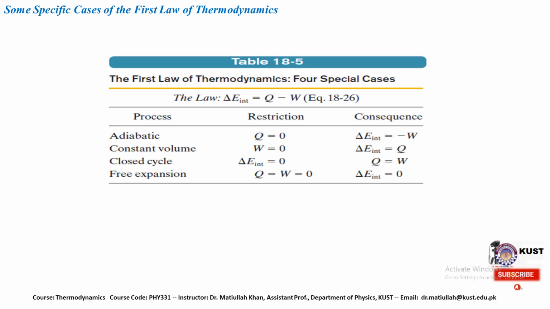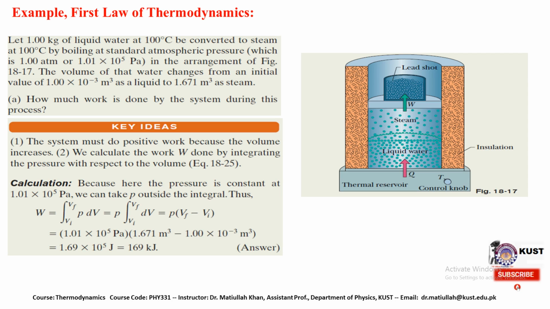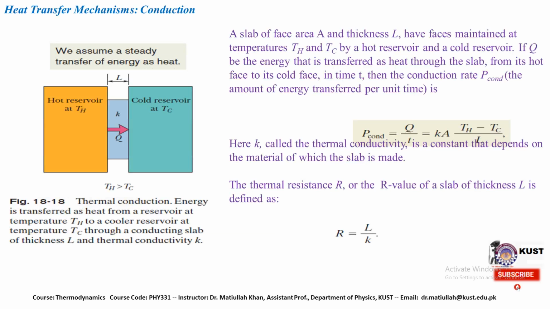We have some specific values for some specific cases of the first law of thermodynamics, where we have adiabatic, constant volume, closed cycle, and free expansion processes. We have an example from the first law of thermodynamics where we can find the work done, and this is a simple example where some values are given. We can find out the work done.